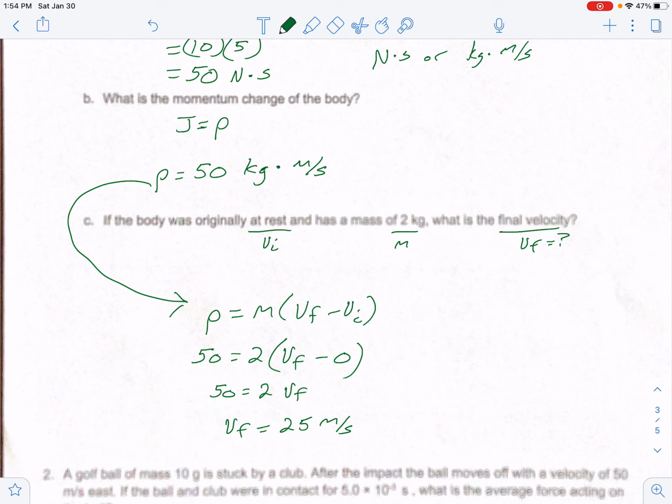Okay, so this is why I usually like to write out this equation all the time, because if you have two velocities, that's a dead hint to use that equation right there.